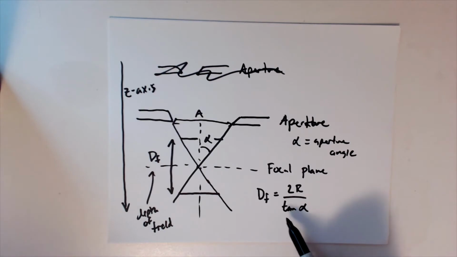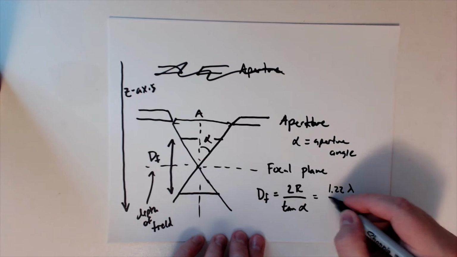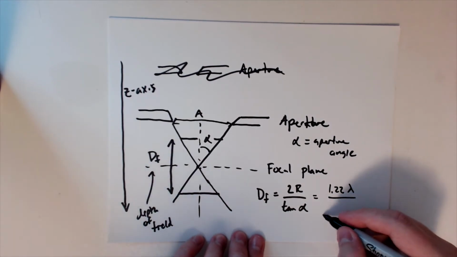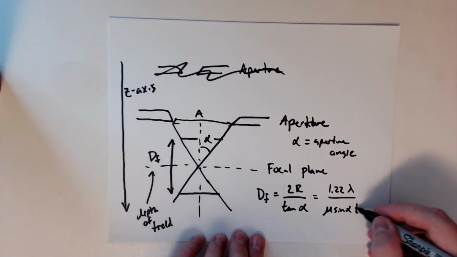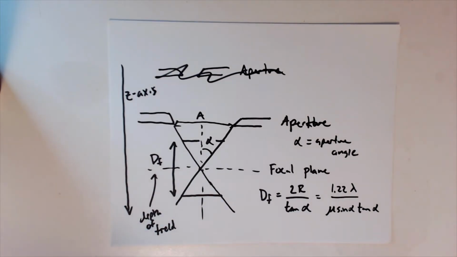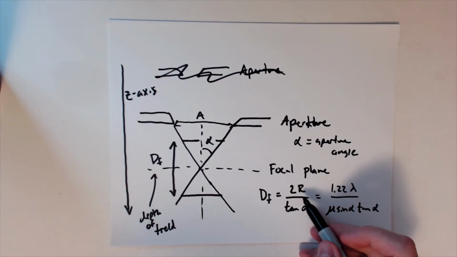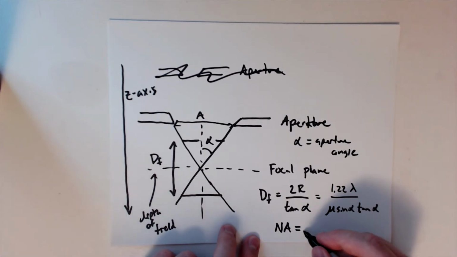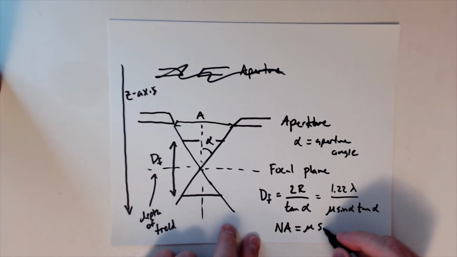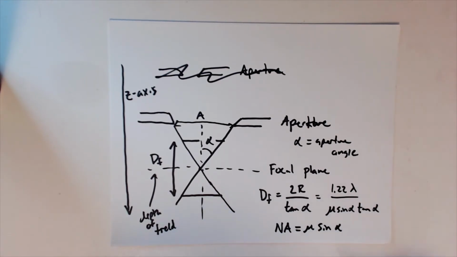So this is one way of writing it, but we can also write it as 1.22 lambda over mu sine theta tangent theta. So this incorporates our definition that we talked about last time when we looked at R. So we're basically subbing in the definition for R, and also keep in mind that numerical aperture is equal to that refractive index times sine alpha. And so we can always kind of plug that in this case.